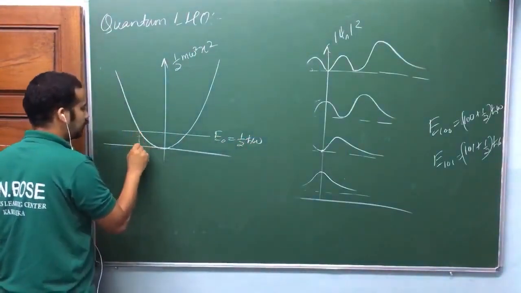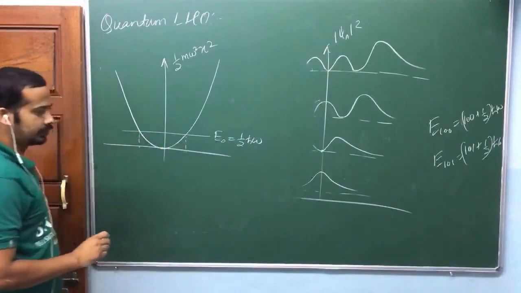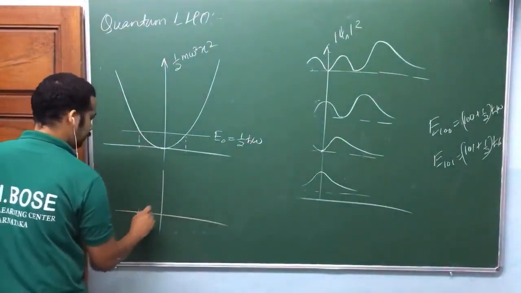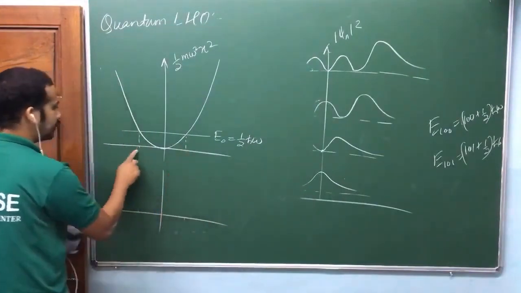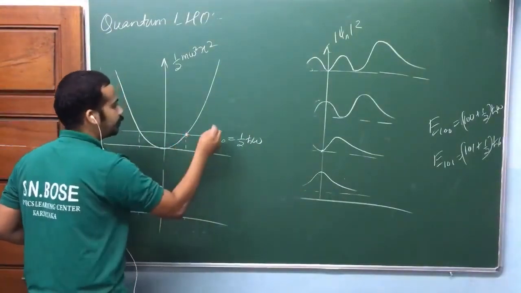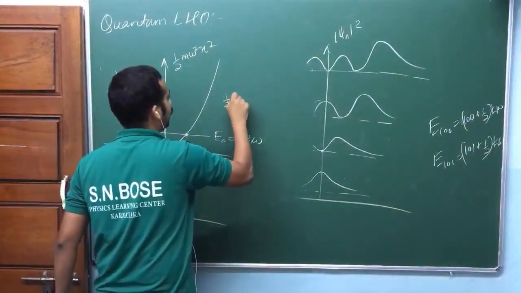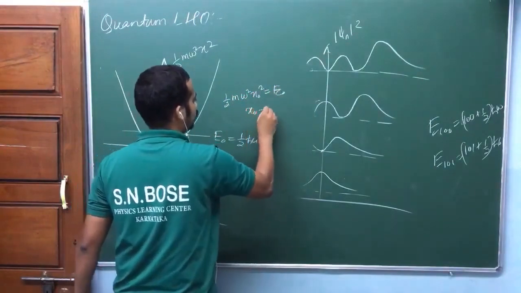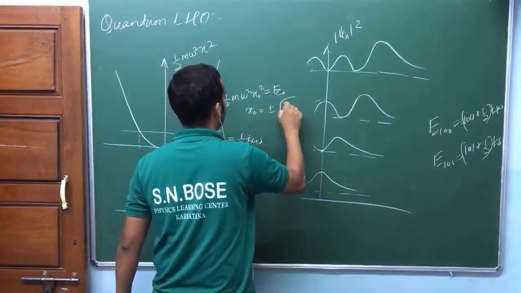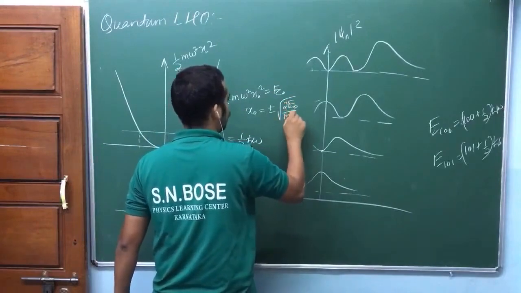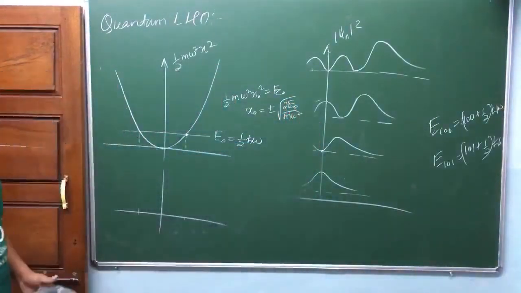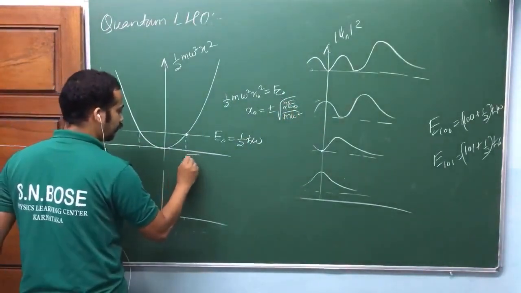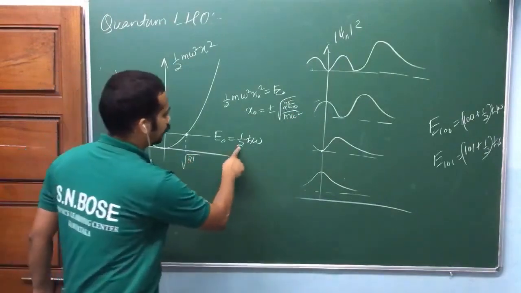Now, these are the classically allowed regions, isn't it? Are you getting my point? Can you write down this point here? At this point, half m omega square x naught square is equal to E naught, am I right? That's why x naught is equal to plus or minus root of 2 E naught by m omega square. Classical turning point, am I right? So this is equal to root of 2 E naught. I had better substitute this one. What is E naught?